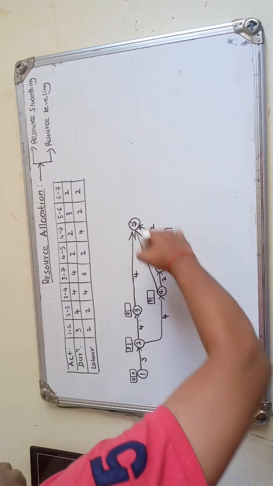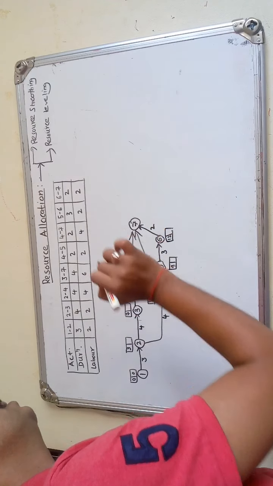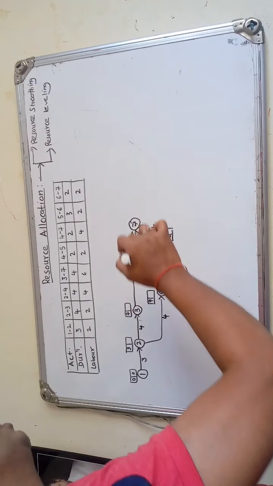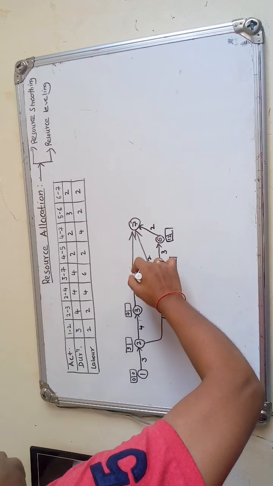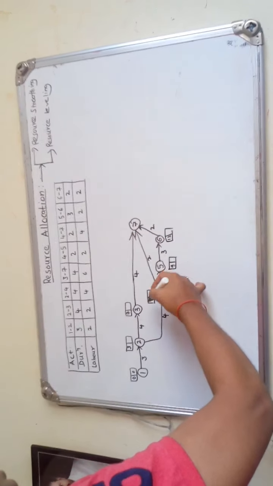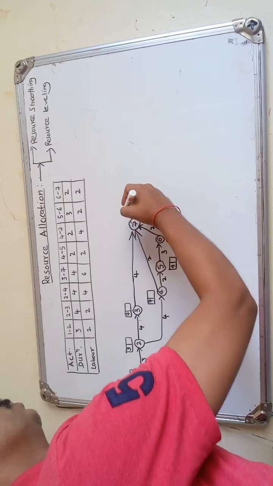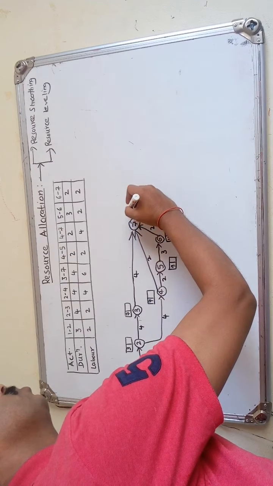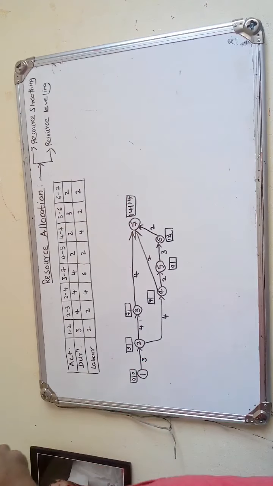Now 6 to 7, 4 to 7 and 3 to 7. Three activities are merging at 7. So while carrying the forward pass, as we know, we are taking the maximum duration. So 7 plus 4, 11, 7 plus 2, 9 and 12 plus 2, 14. So 14 is the maximum duration we got.